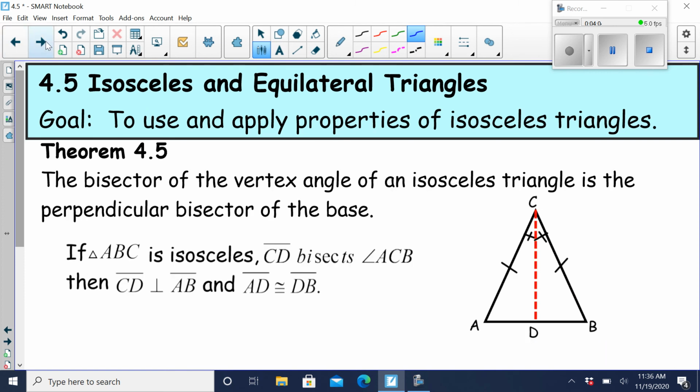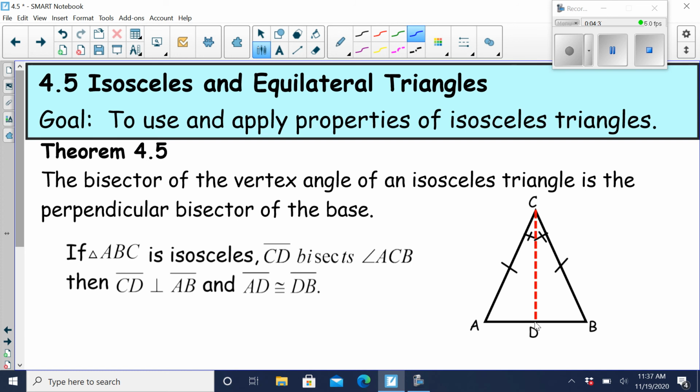All right, moving on. The bisector of the vertex angle of an isosceles triangle is a perpendicular bisector of the base. Okay, so there's a lot going on right there. What it's saying here is that this line right here bisects this vertex angle. And the way I can tell that it bisects it is that these two are marked congruent. Now what it's saying is if there's an angle bisector of the vertex angle, well, this is also going to be considered a perpendicular bisector.